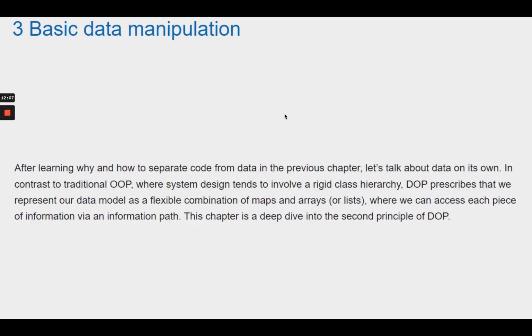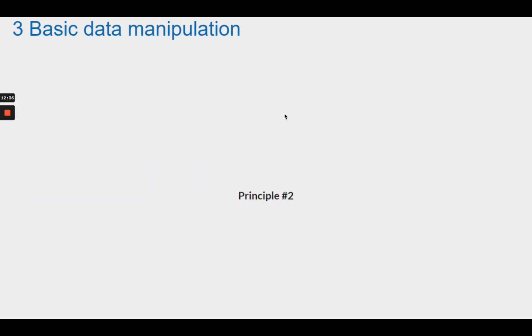After learning why and how to separate code from data in the previous chapter, let's talk about data on its own. In contrast to traditional OOP, where system design tends to involve a rigid class hierarchy, DOP prescribes that we represent our data model as a flexible combination of maps and arrays, or lists, where we can access each piece of information via an information path. This chapter is a deep dive into the second principle of DOP. Principle number 2. Represent data entities with generic data structures.